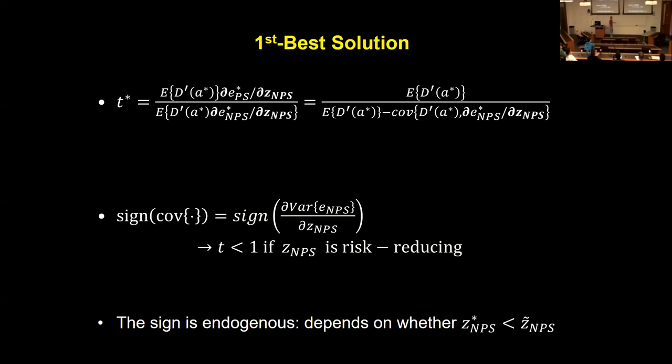This gives Z star less than or greater than this threshold level that we talked about before. It depends on the endogenous sign of this variance term. Again, in previous literature, people have derived this equation, but there really hasn't been any discussion about how different levels of abatement might change the sign of this thing.